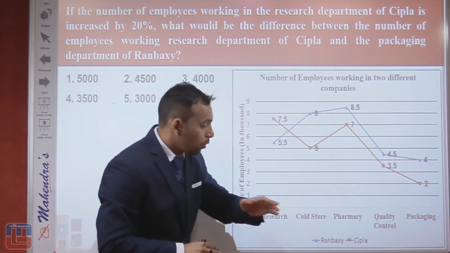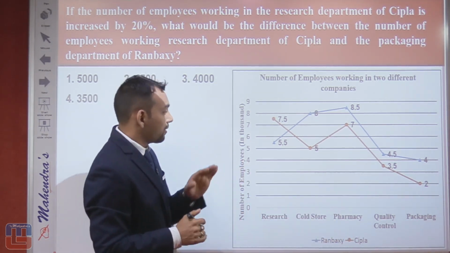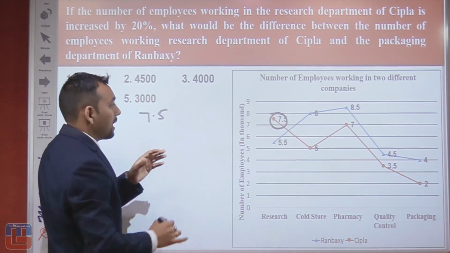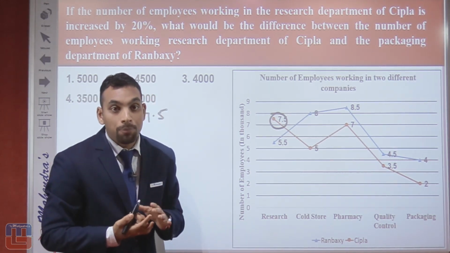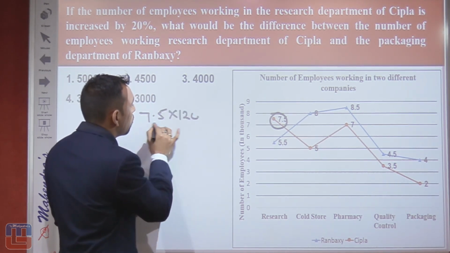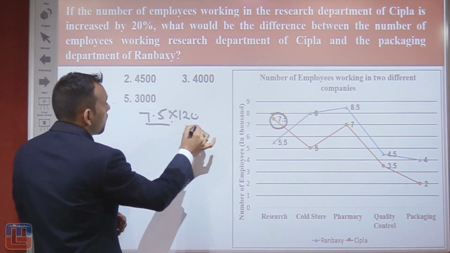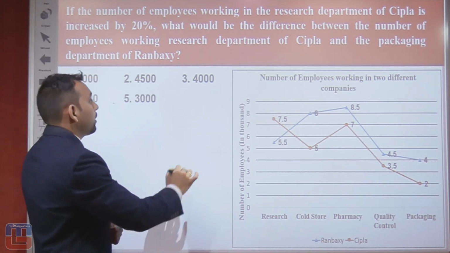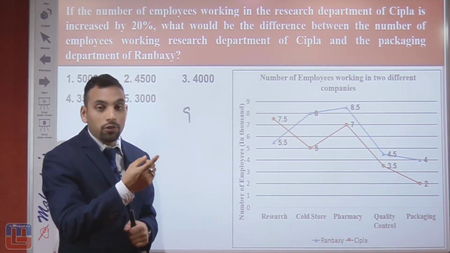Cipla is here denoted by the orange color. Now orange color is research department, right? Research department, orange color, now you can see 7.5, right? So 7.5 means 7,500 people are working in the research department of company Cipla, and this is increased by 20%. 20% increment means multiply 120 by what? 100, right? Now see here, if you multiply and divide by 100, so that will be equal to, directly I am writing, 9. Which means if you increase 7.5 by 20%, it will be equal to 9.